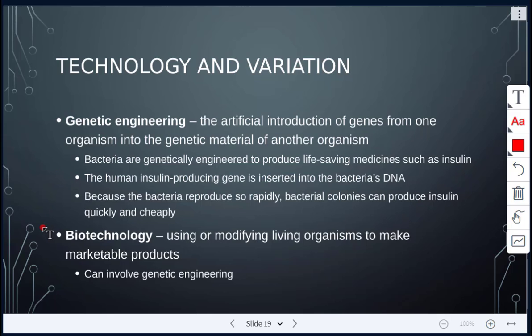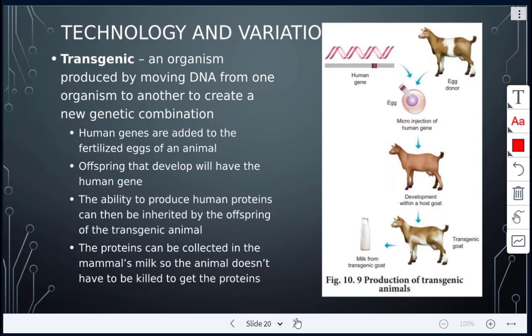So this technology called biotechnology is using or modifying living organisms to make marketable products such as insulin. And it can involve genetic engineering. Here is an example of something called transgenic. So we're still looking at technology and variation, and we're still looking at genetic engineering.